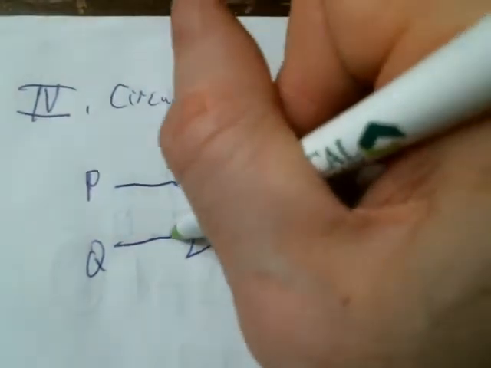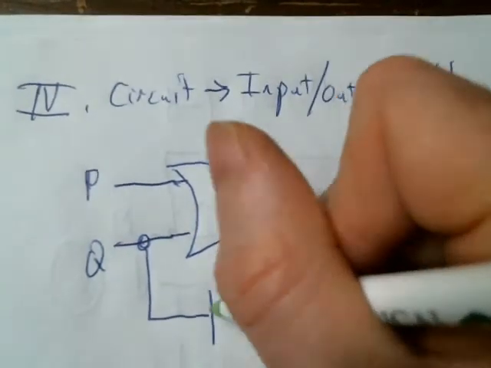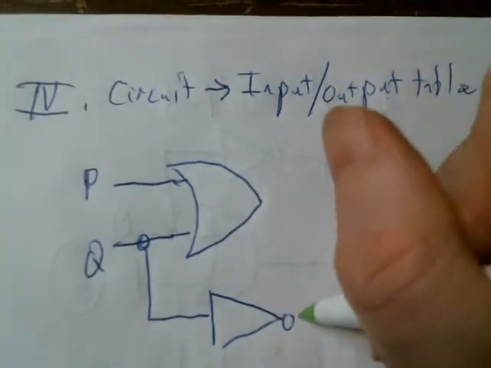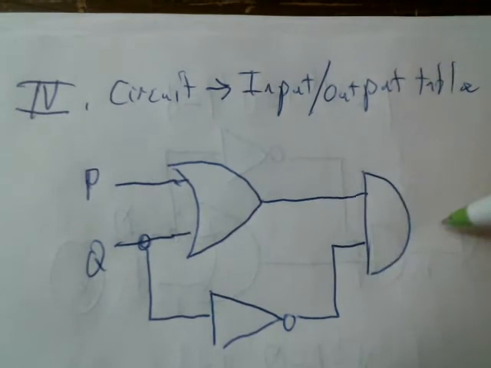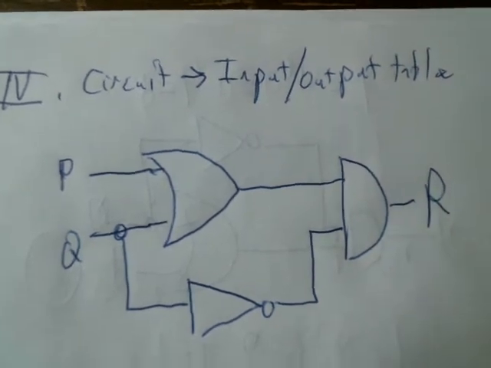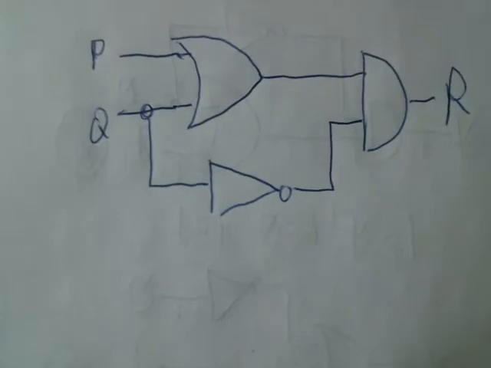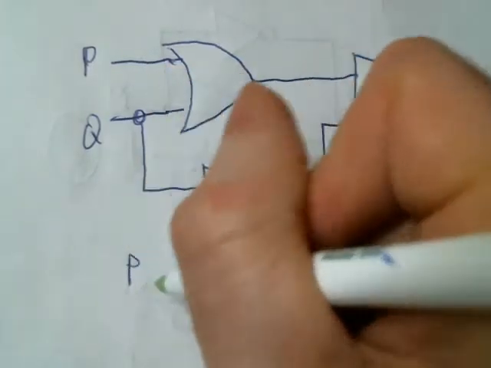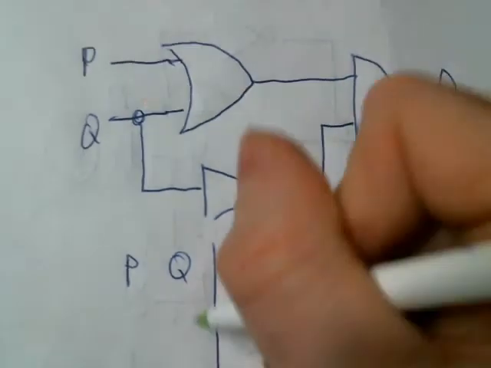And then this is hooking on to a NOT gate. And then both of these are hooking up on an AND gate. And then it's leading to your output. Okay, so we want to transfer this into basically our truth table, but now they're calling it an input-output table, right? So we have P, we have Q, and then we have our output R.